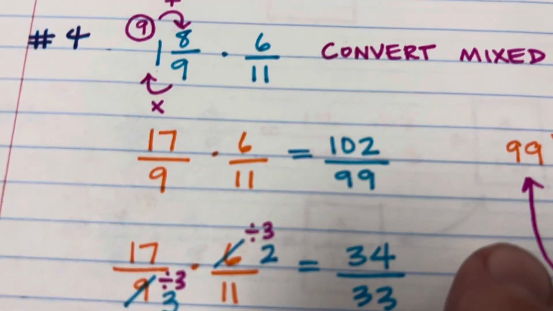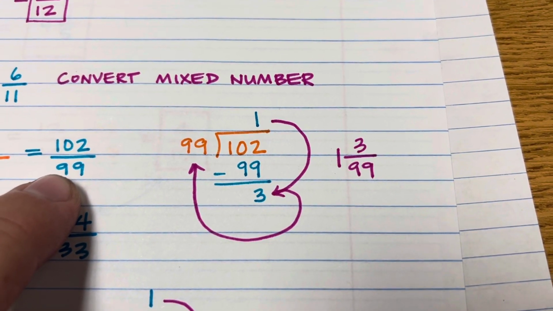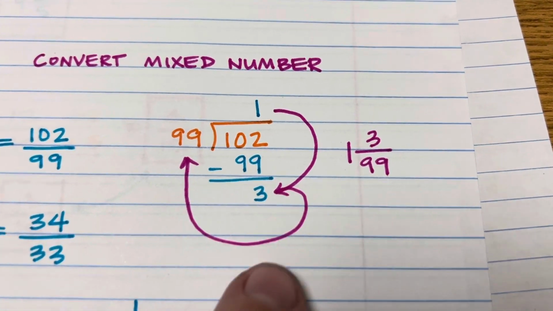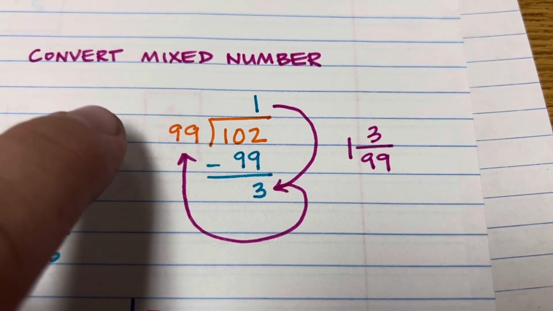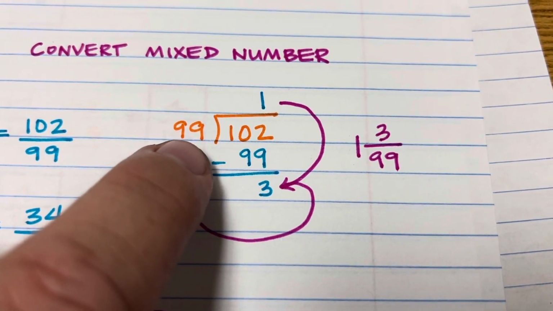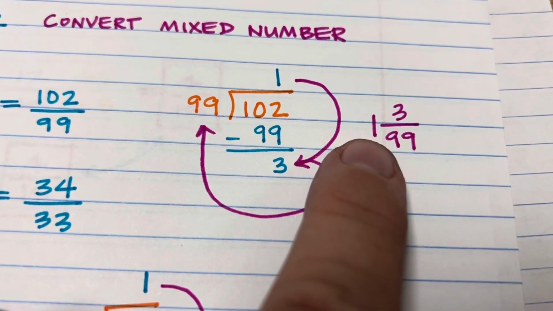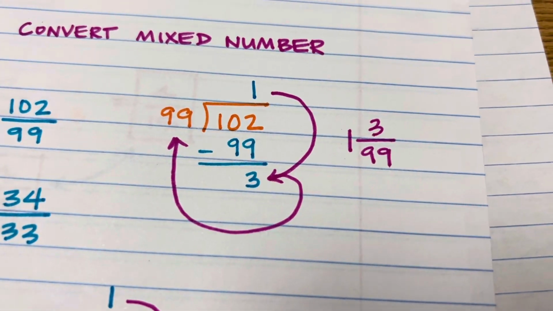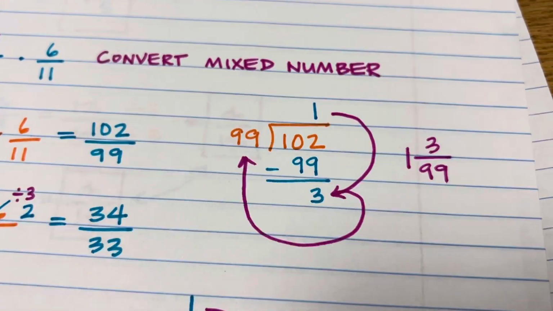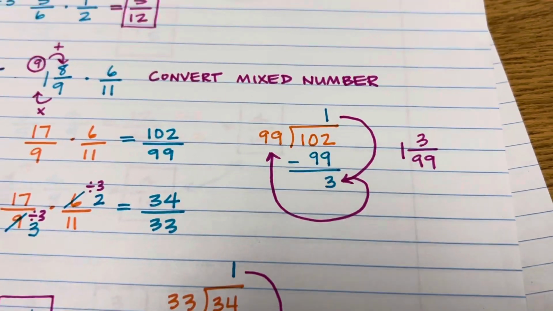So I don't want to leave my answer like this because it's an improper fraction. So I'm going to convert it back into a mixed number by using that popcorn method that you guys all learned in 5th grade. We just divide it. 99 goes in there once. There's 3 left over. And so the 1 is our whole number, 1 and 3/99. Okay. But that 3/99 is going to cause us a problem because it's not simplified either.